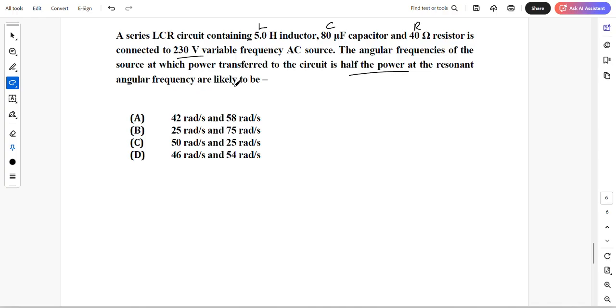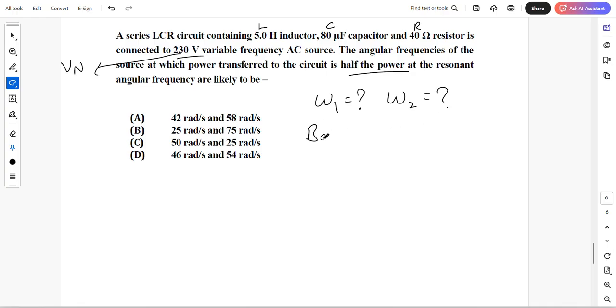Now what have they been given? They have been given R, L, C, and they are asking us to calculate the values of omega 1 and omega 2. Here L is given, C is given, R is given, and even the net voltage is given. What they are asking us to calculate is: omega 1 is how much, omega 2 is how much.